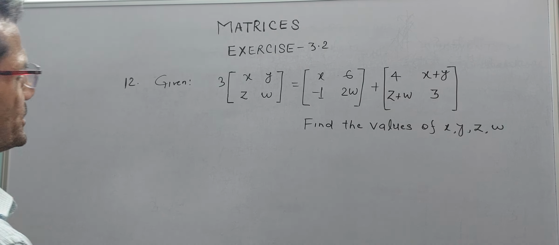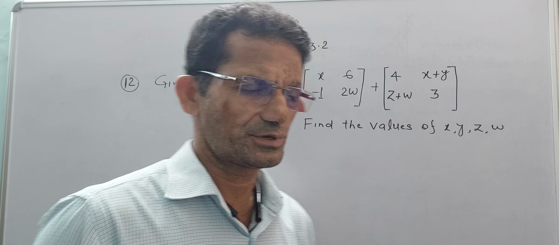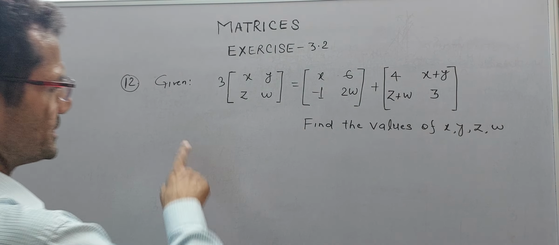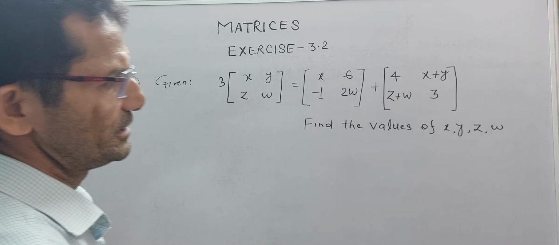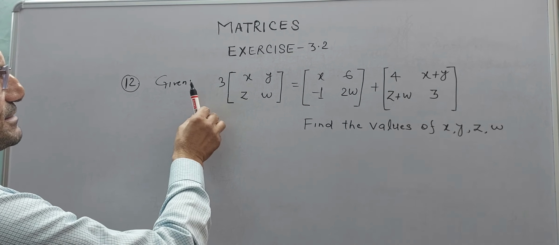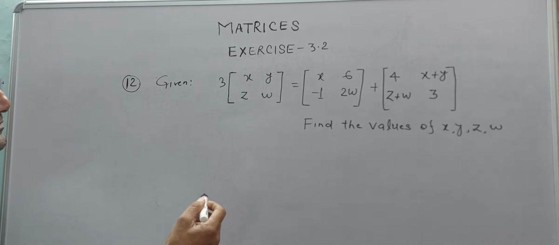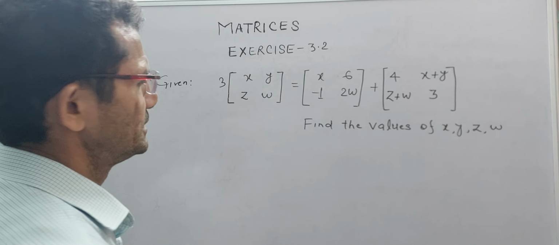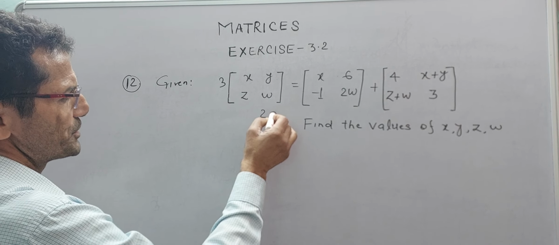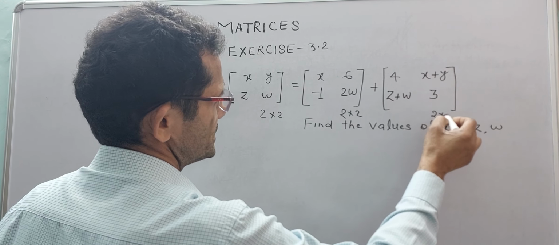Yes, this is question number 12. We are dealing only with difficult questions and different types of questions. This will be very sufficient. We have to find the values of x, y, z and w from the given relation. First we have to simplify the left hand side, then add the corresponding terms. Check whether it is possible to add: all have the same order, 2 cross 2, so it is possible to simplify.